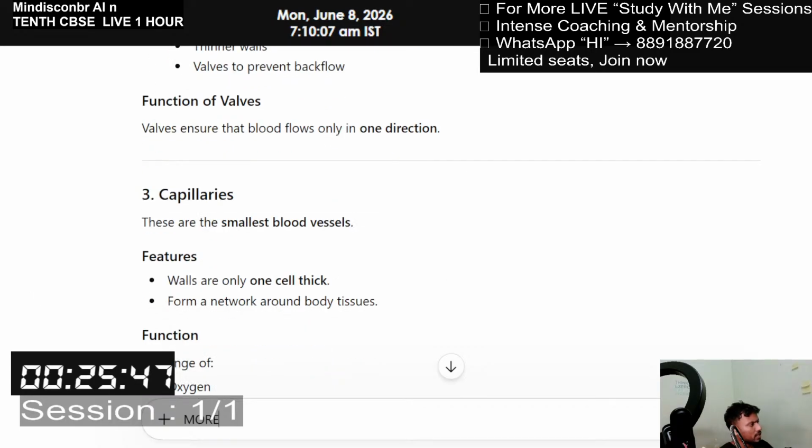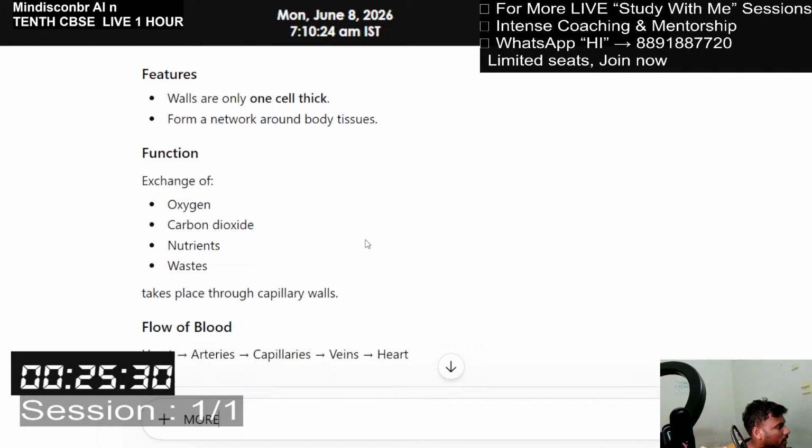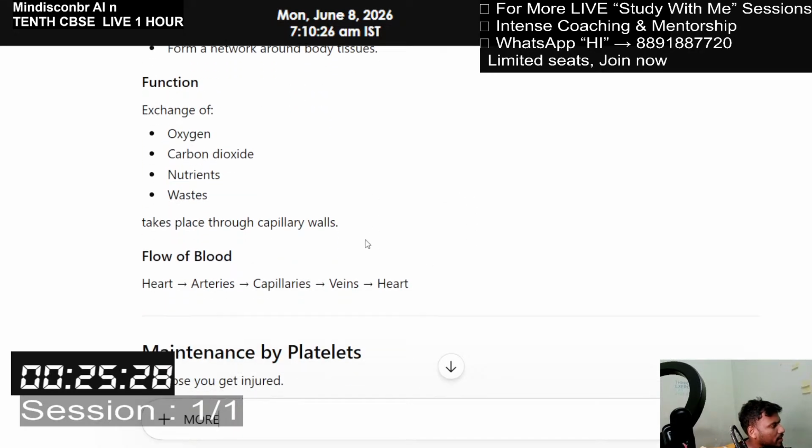Capillaries are the smallest blood vessels. Features: walls are only one cell thick, and they form a network around the body tissues. Their function is the exchange of oxygen, carbon dioxide, nutrients and wastes, which takes place through capillary walls. Flow of blood: heart to arteries to capillaries to veins to heart.